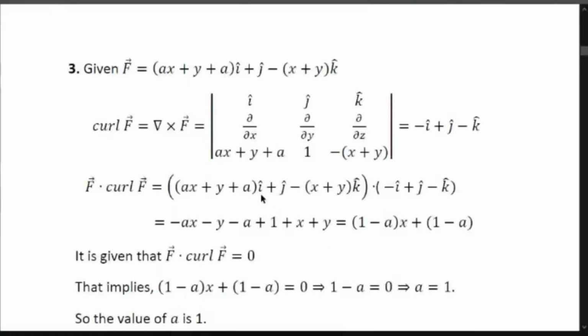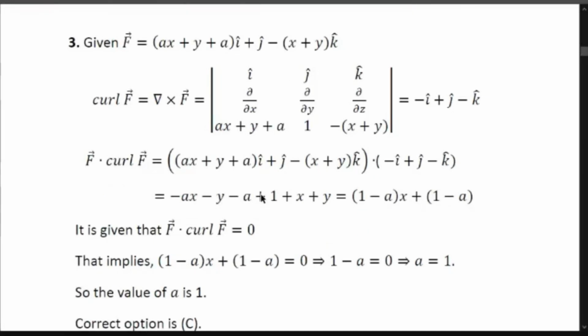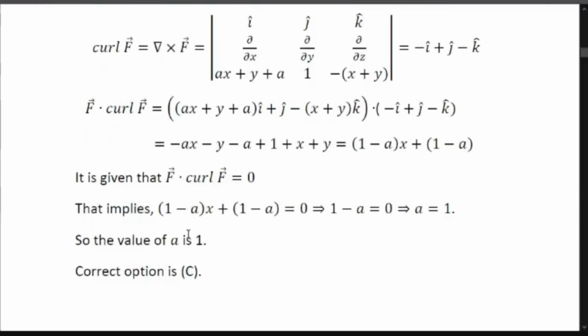So here is your answer. So curl F is here, (x plus y plus a)i plus j minus (x plus y)k. So curl F is del cross F, which is given here. You will get it as minus i plus j minus k. Then F dot curl F is going to be the dot product. You can just find the dot product. You will get (1 minus a) times x plus (1 minus a). So we have given that F dot curl F is equal to 0. So therefore, you will get (1 minus a) times x plus (1 minus a) equal to 0. That implies 1 minus a equal to 0, which will give you the value of a as 1. Okay, so option C is correct.